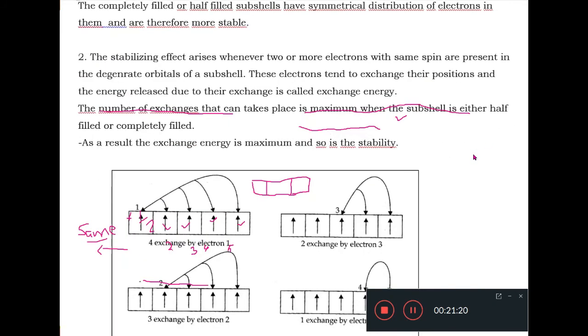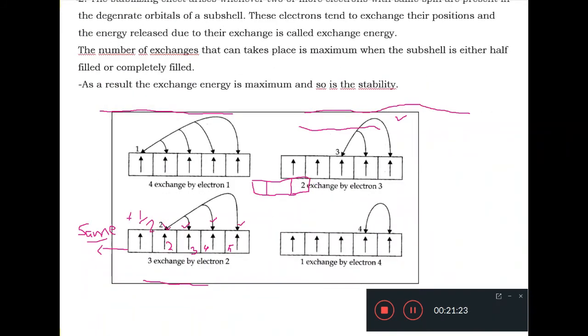Now here you can see, the second electron similarly can exchange its position with the third, fourth and fifth electron. So how many possible exchanges here? 3 exchanges are possible. Now the third electron can exchange with the fourth one and fifth one. There are 2 exchanges, and the fourth electron can change its position with the fifth one. So total how many exchanges? 4, 3, 2 and 1. Total 10 exchanges.